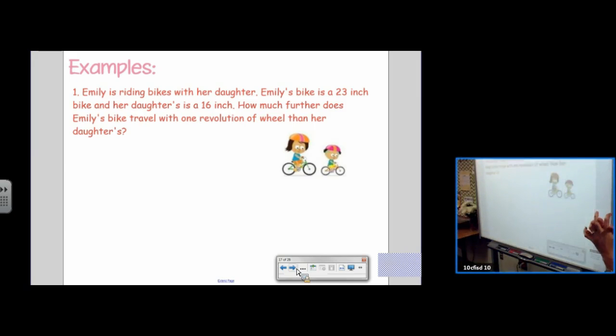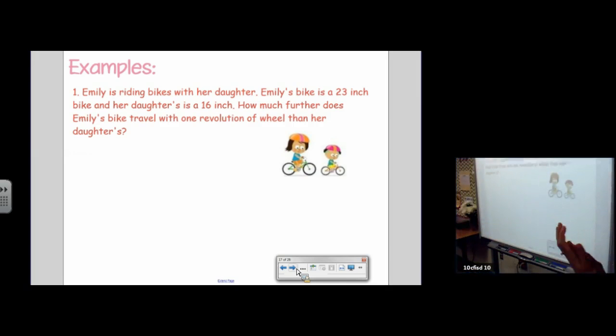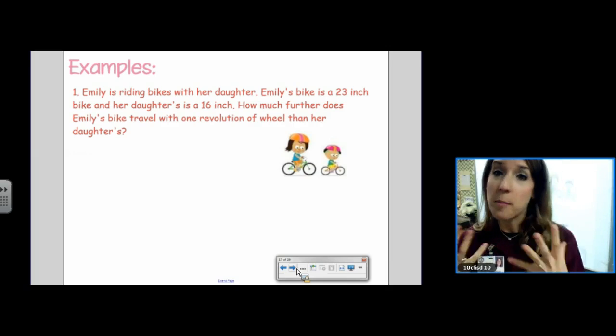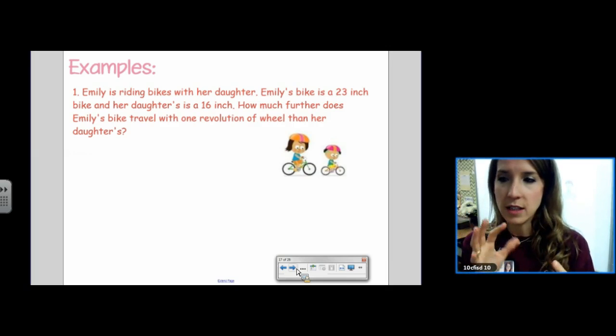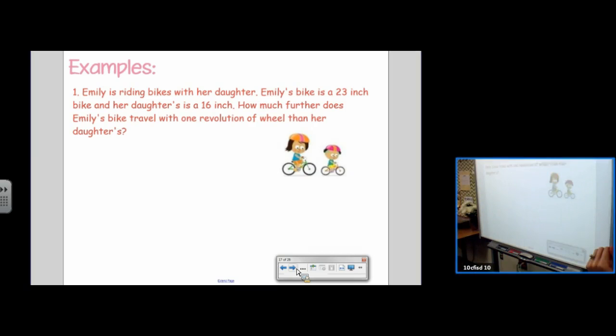Emily is riding bikes with her daughter. I was riding bikes with my daughters just a few days ago. Emily's bike is a 23-inch bike, which means, by the way, when a bike is advertised, you measure the diameter of the wheel. So 23 is the diameter. Her daughter's bike is a 16-inch bike. How much further does Emily's bike travel with one revolution of the wheel than her daughter's?